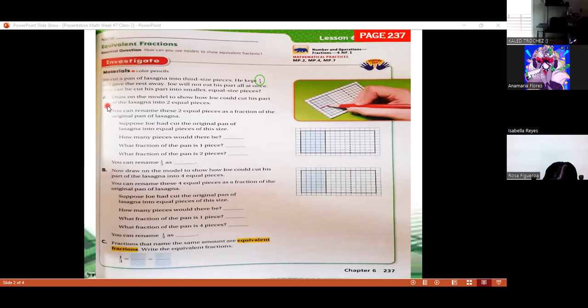Let's see, step number 8. Draw on the model to show how Joe could cut his part of the lasagna into 2 equal pieces. So we're going to draw in this model how he can cut into smaller pieces, 2 equal pieces. So in part number 1, you see, we can cut it here.